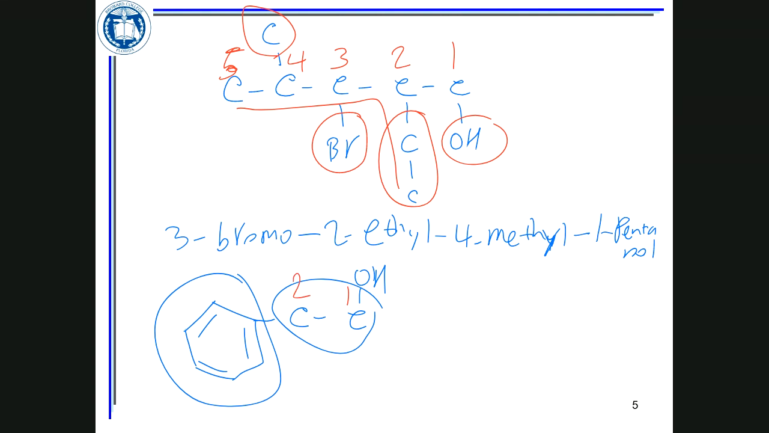Now, what is attached to carbon number two? It's the branch. You name it as a branch, so it's going to be 2-phenyl. Benzene ring, when it changes to a branch, is called phenyl. 2-phenyl, and this is 1-ethanol. 2-phenyl-1-ethanol. Okay. Any questions? Just another example.